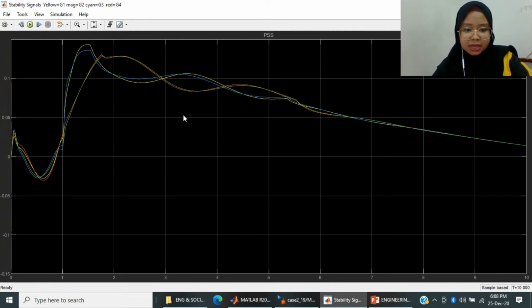based on the graph, we can see that the stability of the system firstly increases and then it slowly starts to decrease. So that's all for the sudden large decrement of load at bus 7.